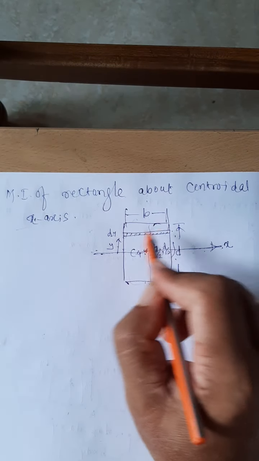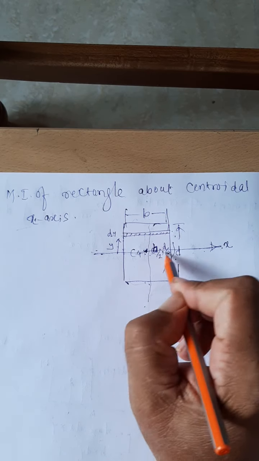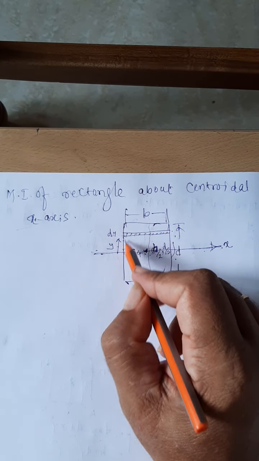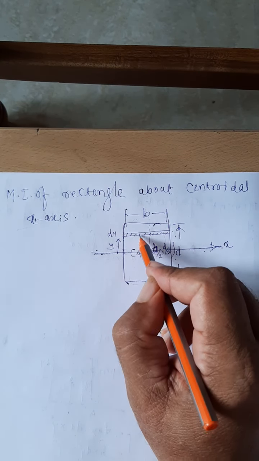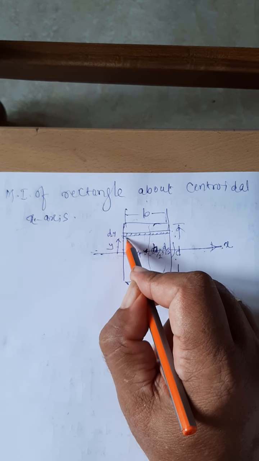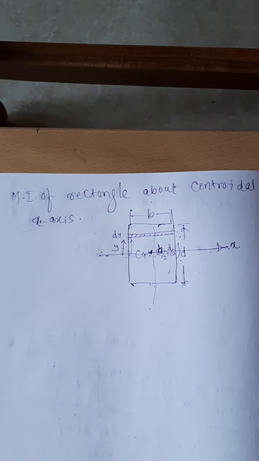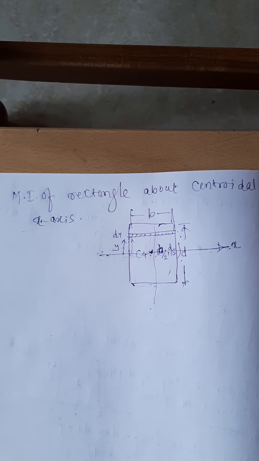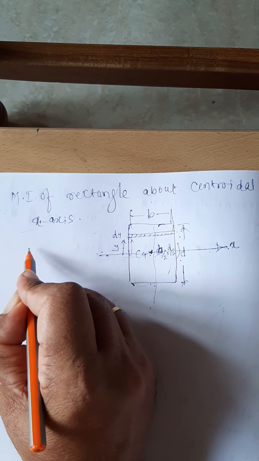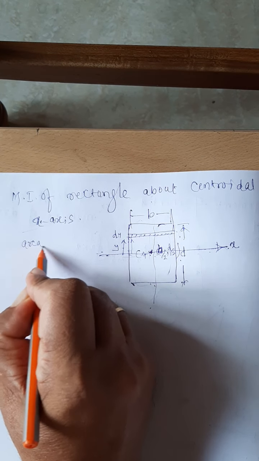If the depth is dy, why am I taking the small depth? Why not the whole part? Because if I consider the whole part, I don't know where exactly that area is located from the line. If the thickness becomes small, then I can say it is located at a fixed distance from the line under consideration. Therefore, the area of the small strip, which I indicate by dA, is equal to b into dy.